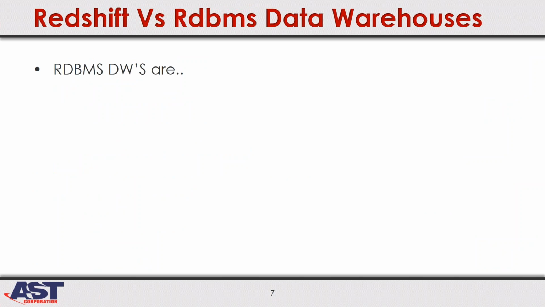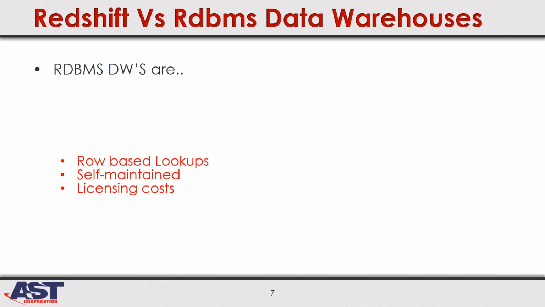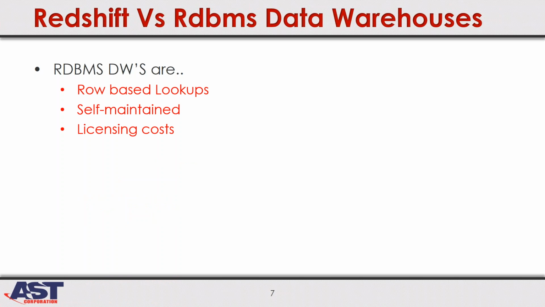So when comparing Redshift to our existing RDBMS data warehouses like Oracle, MySQL, and MS SQL Server, these are some pros and cons. These pros and cons are from the perspective of our RDBMS data warehouses. Some of the cons of the RDBMS data warehouses are that they are row-based lookups. So when we are querying some data, it gives us the whole row.